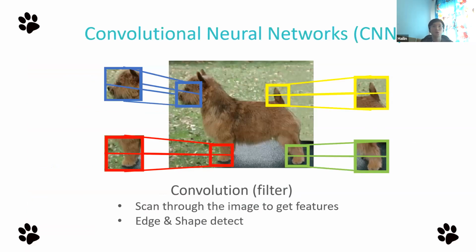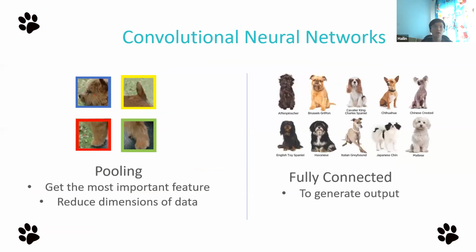So convolutional neural networks. What is a CNN? A CNN consists of 3 parts. The first part is convolution, known as a filter. This step will scan through the image and try to detect edges and shapes. You can imagine that as a human, similarly, we try to identify the features from an object to tell what the object is. The next step is pooling, which gets the most important features and reduces the dimensions of the image. Similar to a human, with this 4 image here, we may be able to tell that it is a puppy. And the last step is to generate output, which classifies the breed.